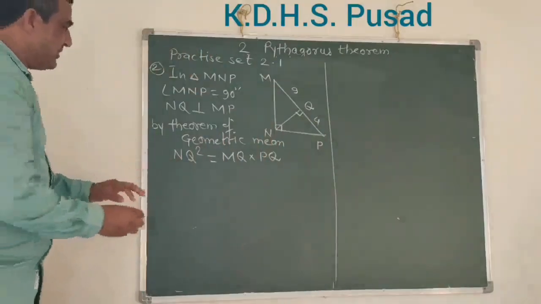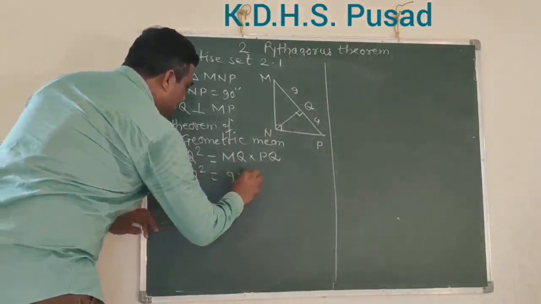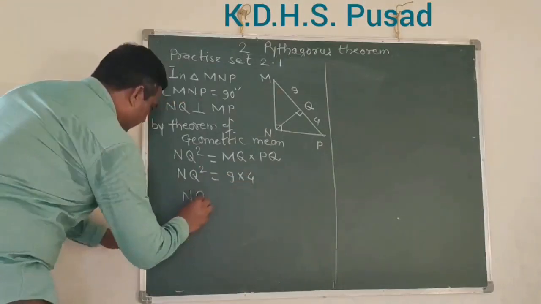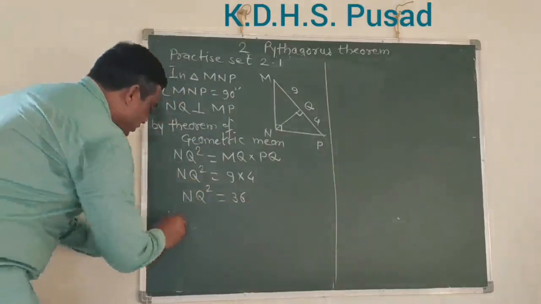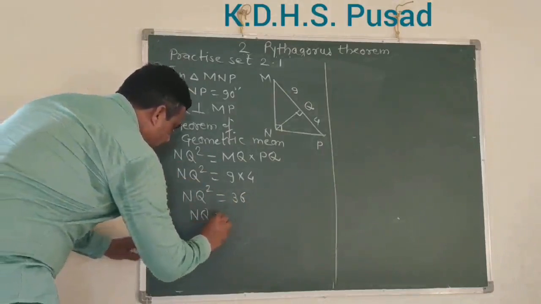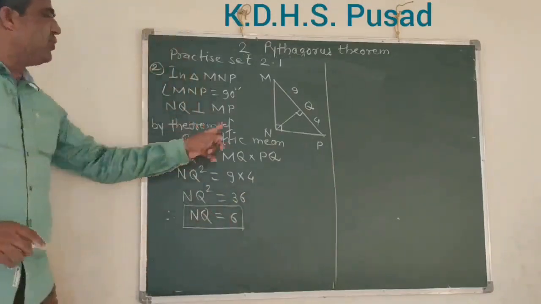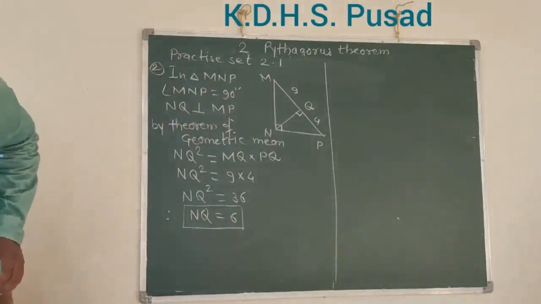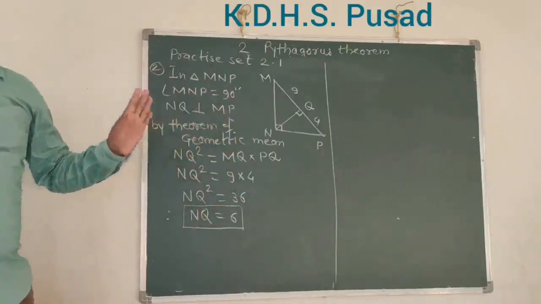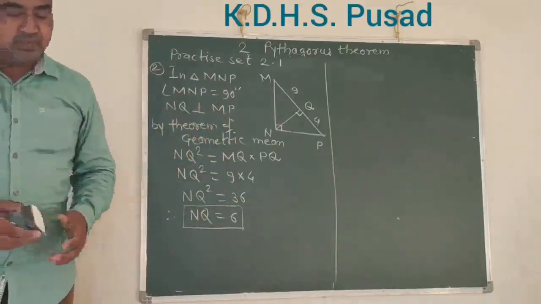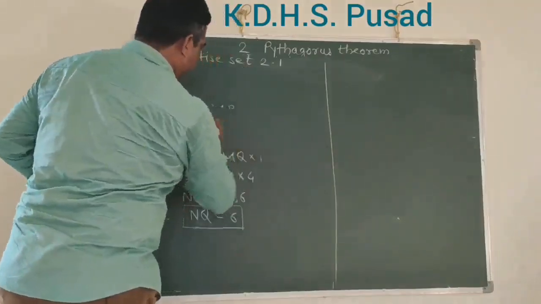That is the theorem. In this, let's put down the values. n cube square equal to 9 into 4, n cube square equal to 36. Therefore, by taking the square root, n cube equal to 6. In this way, you have to use the theorem of geometric mean. Okay? In the same way, try question number 3. Now, question number 4 and 5.